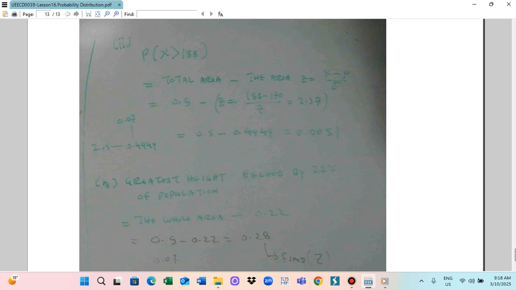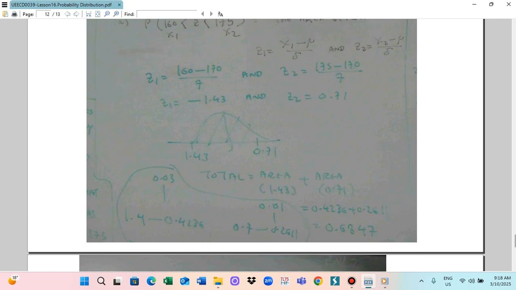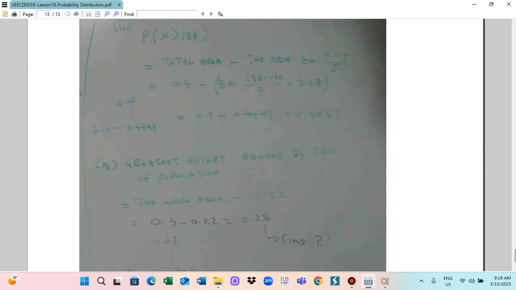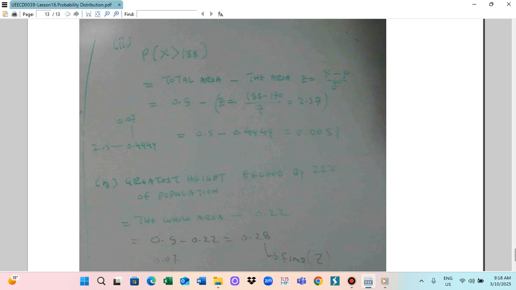So the probability of finding an Australian male whose height is between 160 centimeters and 175 centimeters is 68.47%. And then there's part 2. So 188 centimeters is considered very tall. In this case, for greater than 188 centimeters, we can calculate the probability P of Z greater than, H greater than 188.